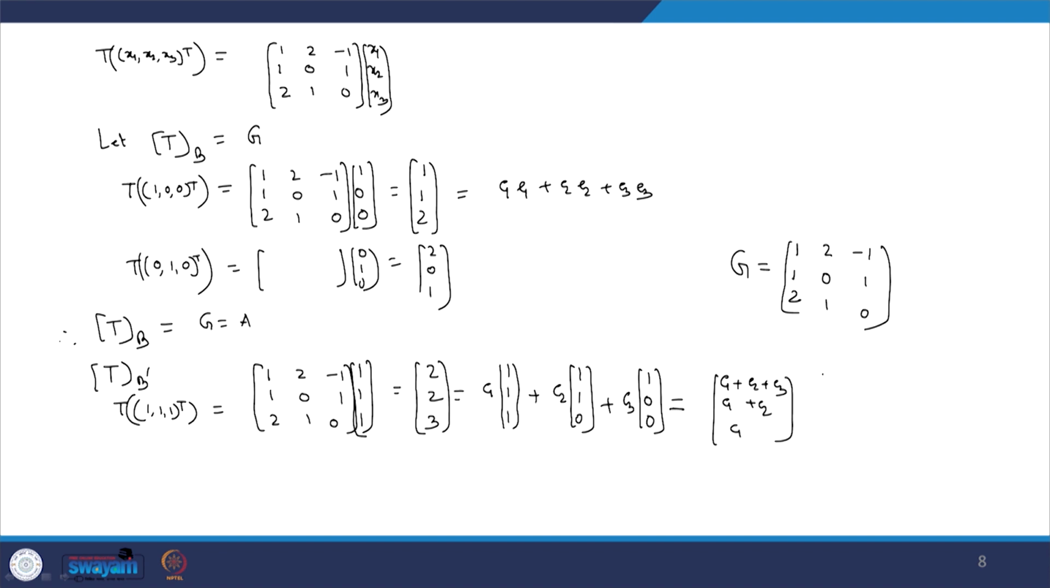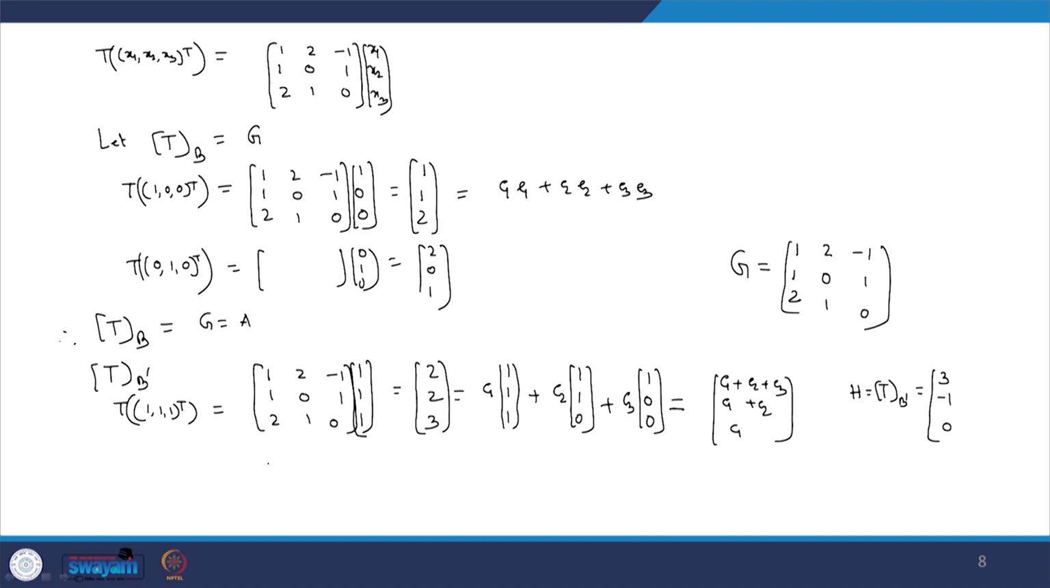If I write H equal to the matrix representation of T with respect to B prime, then the first column will be the coefficients C1 C2 C3 transpose. I am getting here C1 equal to 3, so I will write down 3. And C1 plus C2 equal to 2, already C1 equal to 3, so C2 will be 2 minus 3 is equal to minus 1. And the next is C1 plus C2 plus C3 is equal to 2, already C1 plus C2 is equal to 2, so C3 is equal to 0. So, this is the first column.